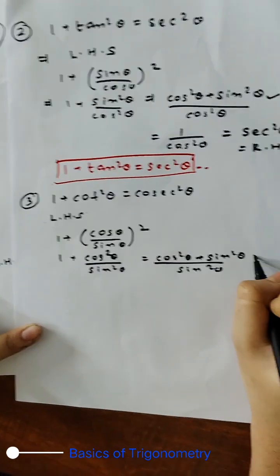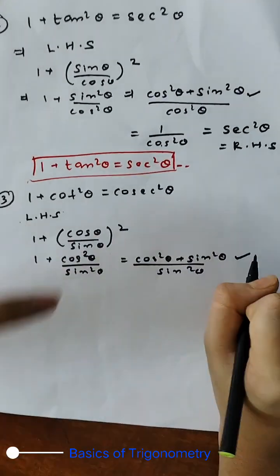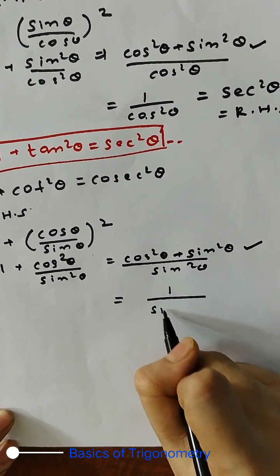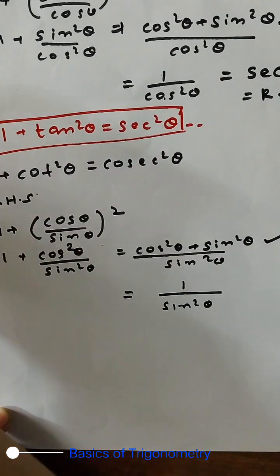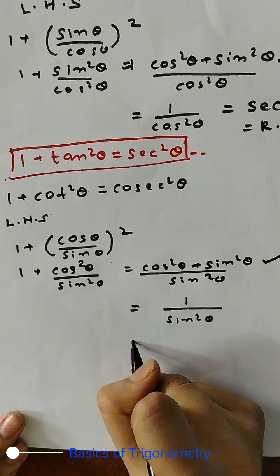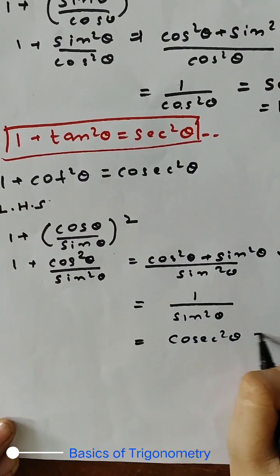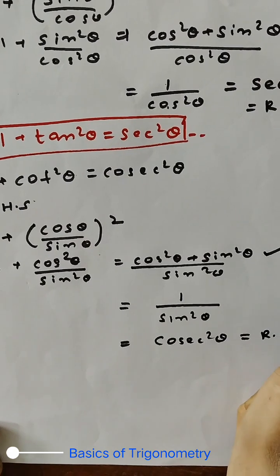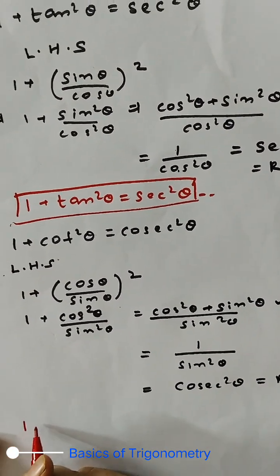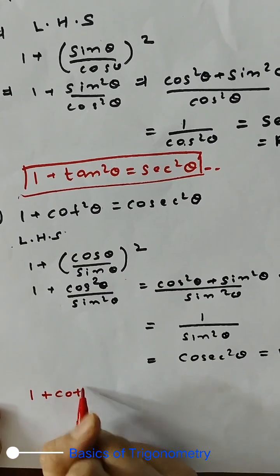Now, again, this numerator is our first identity, that is sin square theta plus cos square theta is equal to 1. So we will substitute it here. Our numerator will become 1, which will be 1 by sin square theta. And also we know the relation that 1 by sin theta is equal to cosec theta. So again, this 1 by sin square theta will become cosec square theta. Hence, LHS is equal to RHS. Hence, we have proved the third identity, that is 1 plus cot square theta is equal to cosec square theta.